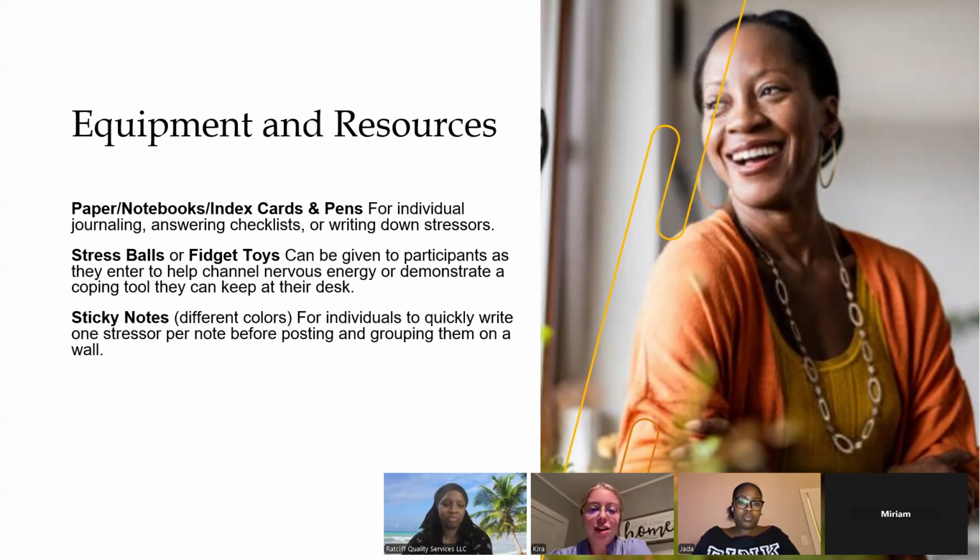So these can be given to participants as they enter to help channel nervous energy or demonstrate a coping tool they can keep at their desk. We will also need sticky notes, preferably different colors, for individuals to quickly write one stressor per note before posting and grouping them on a wall. Next slide.